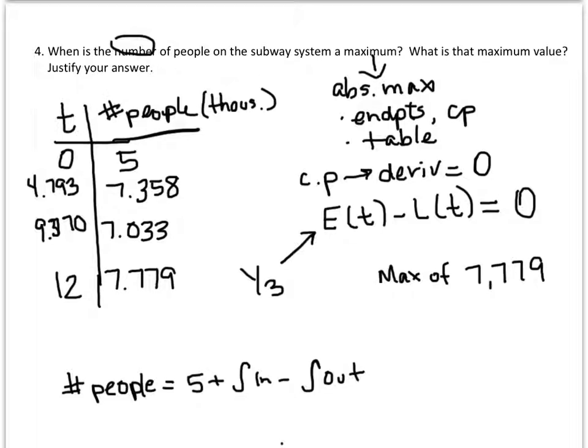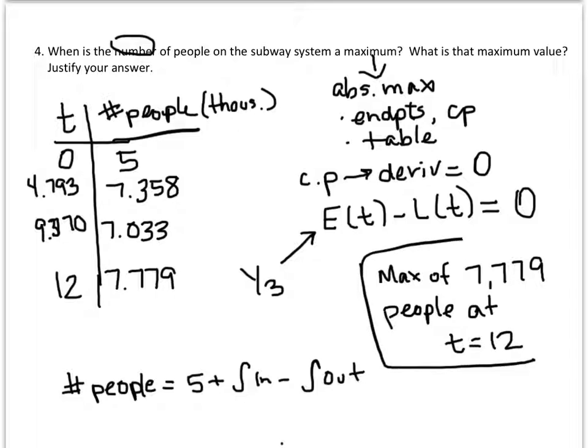So there is a maximum of 7,779, or you could say 7.779 thousand people at t equals 12. That's the same way we've been writing maximums all along. That works just fine here as well. Okay, let's look at our next example.